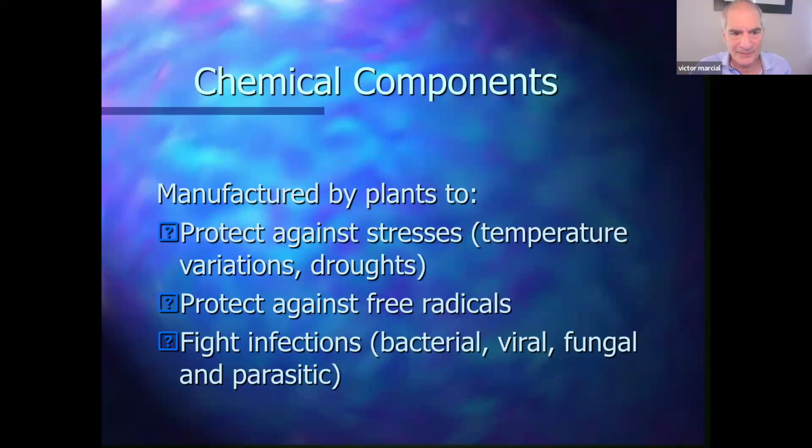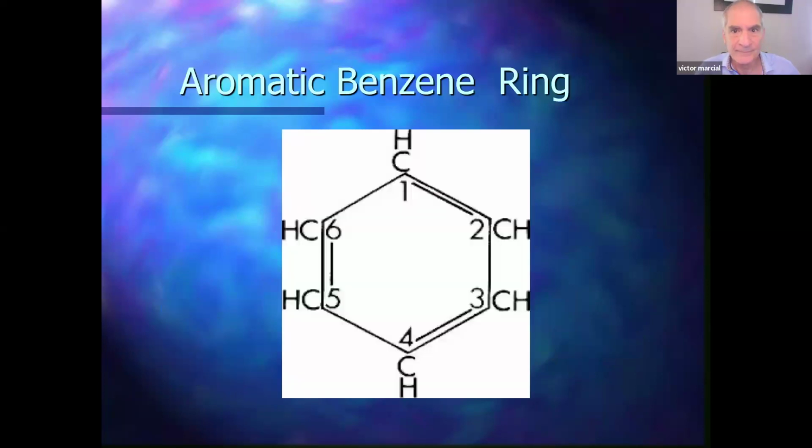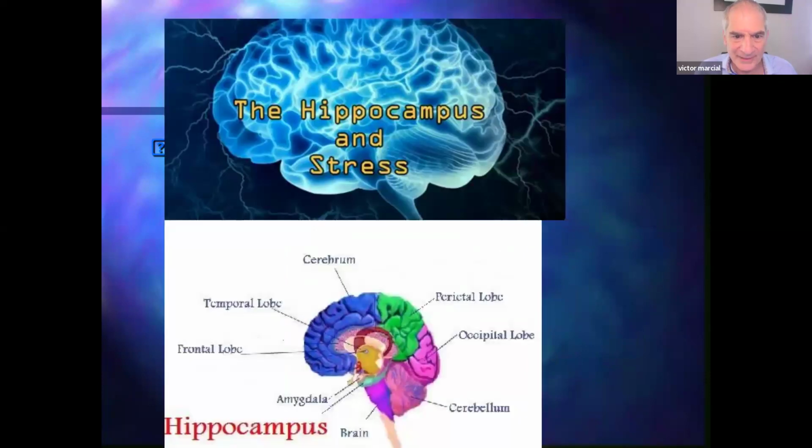The chemical components that we mentioned already, the monoterpenes, can protect against stresses to the plant. Temperature variations, droughts, they protect against free radicals because they are antioxidants and anti-inflammatories. And they can fight infections. They're antibacterial, antiviral, antifungal, and antiparasitic. Some of them also may have benzene ring chemical components that also provide that volatility and deep tissue penetration.